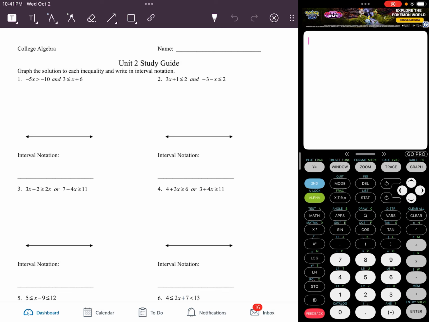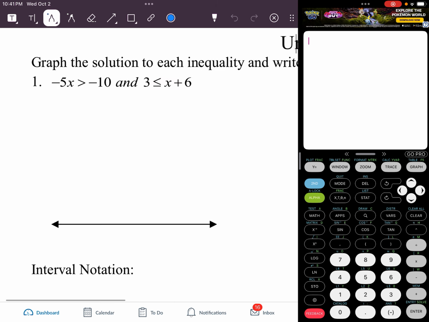This is the Unit 2 study guide. And here we go. So first we have some inequalities. We're starting with the ands.